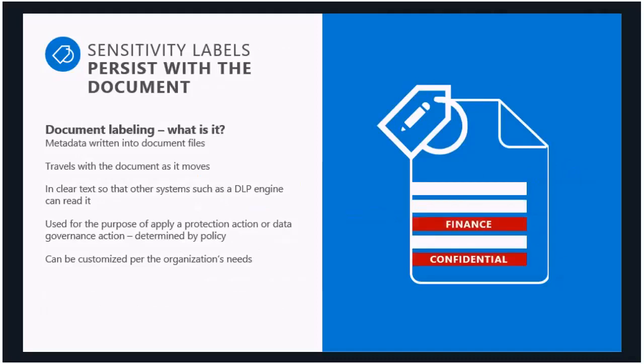Okay. So what really are labels? Why this emphasis on labels? Because once you have your information labeled, then you can perform a lot of protection actions on it or content lifecycle management actions on it. So essentially with labels, you have metadata that's written into the document itself or the email itself.